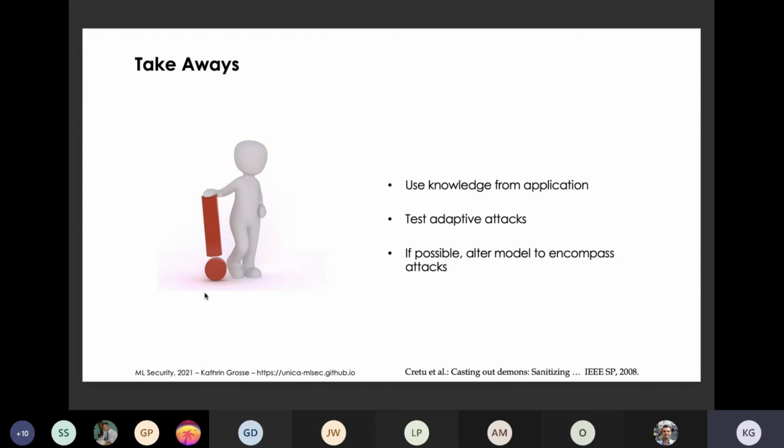What is also important is that if you test an adaptive attack and you find one that works, and there is an extension, as there is here, to alter your defense to encompass that attack, you should definitely do it. I mean, if there isn't, then that is a different problem. But if there is a very good way, you should always try to do that.